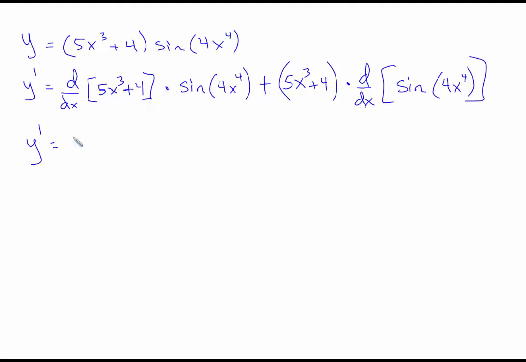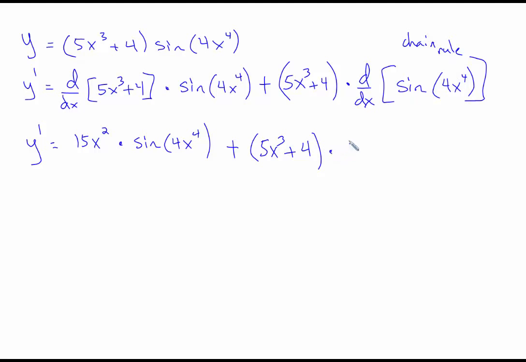Derivative of 5x to the third plus 4, that's going to give us 15x squared times sine of 4x to the fourth plus we have 5x to the third plus 4. And once again, you have to recognize here, this is a composition, so chain rule. Chain rule again right here. Chain rule inside here. So let me set this up.